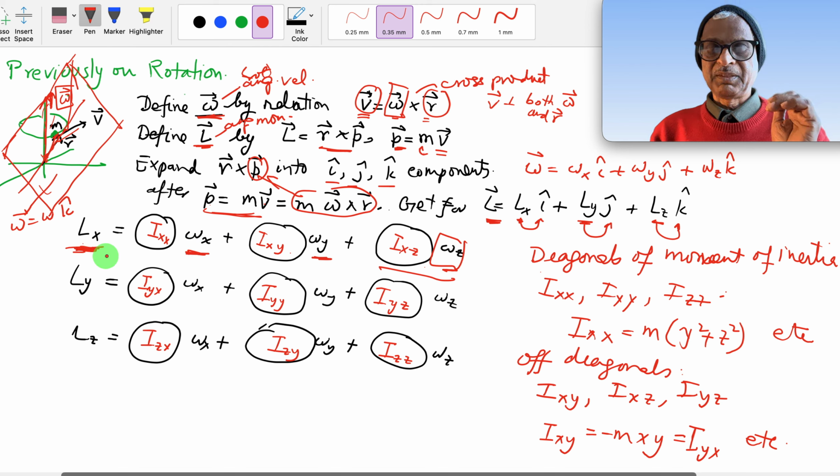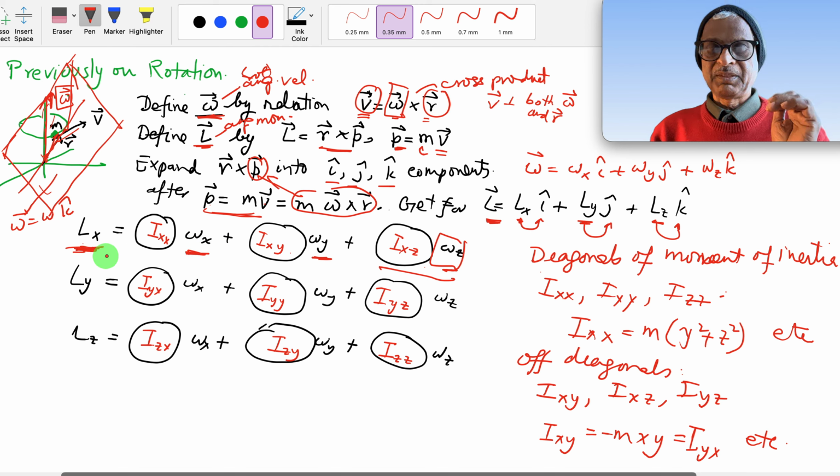This and this are the same. And this is the same. So you don't have to compute 9 things. You have to compute 6 things in any system, okay? All right. So that's what we had. Now I want to do some examples actually today.